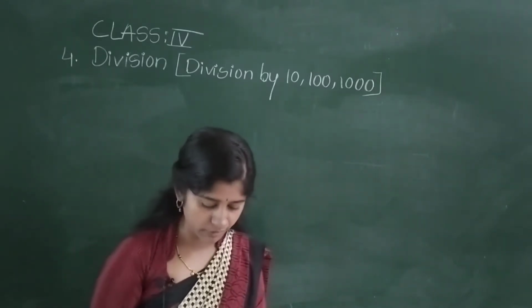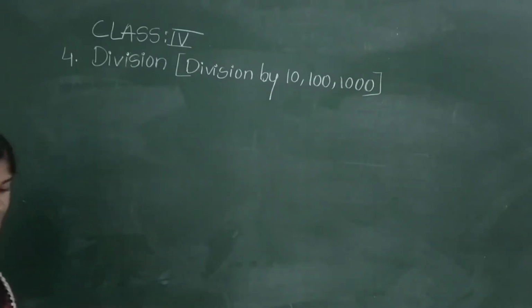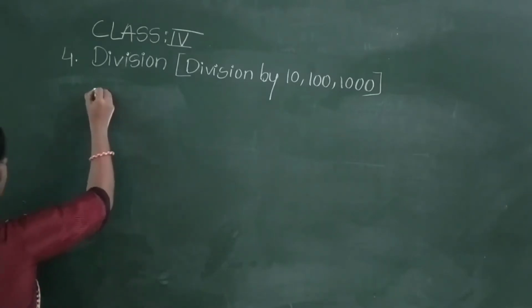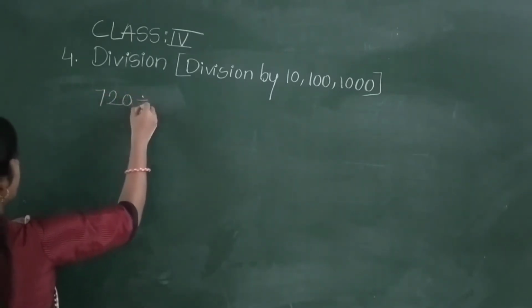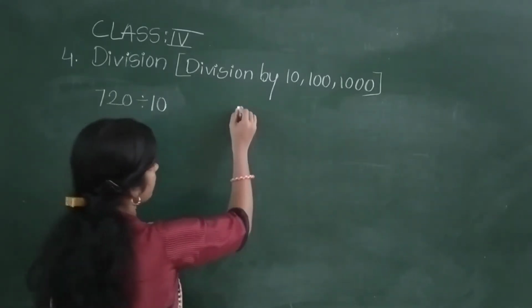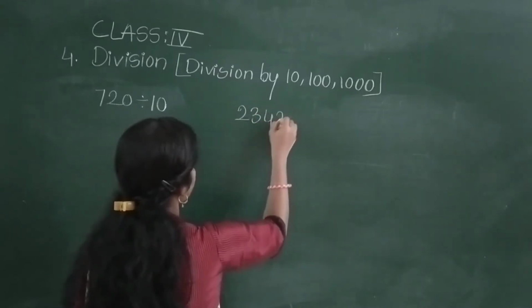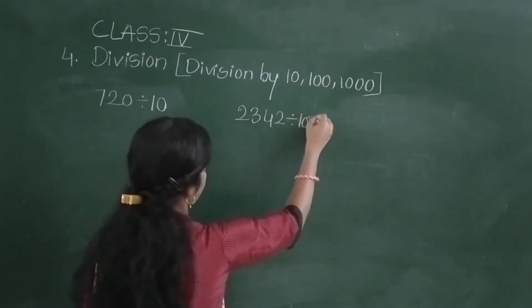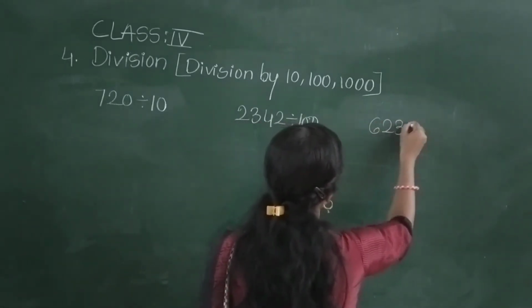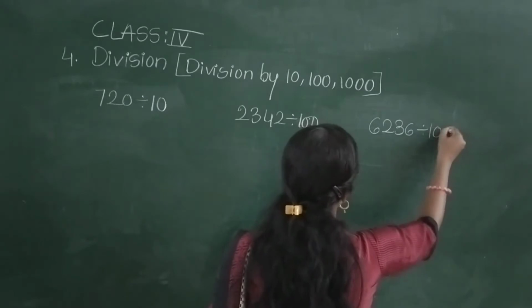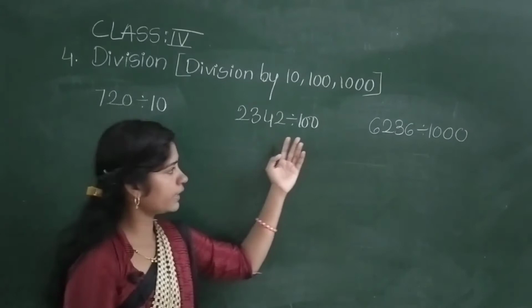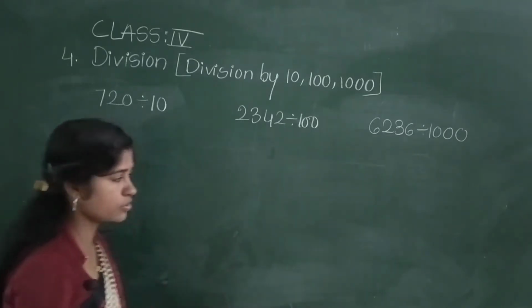So let us solve one example here. I am taking this example from your My Practice Time 3, and the first question is 720 divided by 10. Next, one more question: 2342 divided by 100, and here I will take one more example, 6236 divided by 1000. So here I am dividing this number by 10, by 100, and by 1000. So let us solve this.